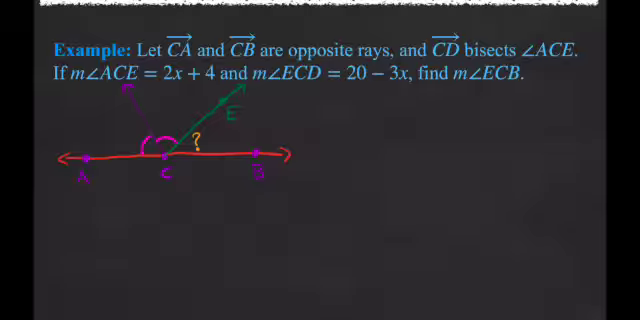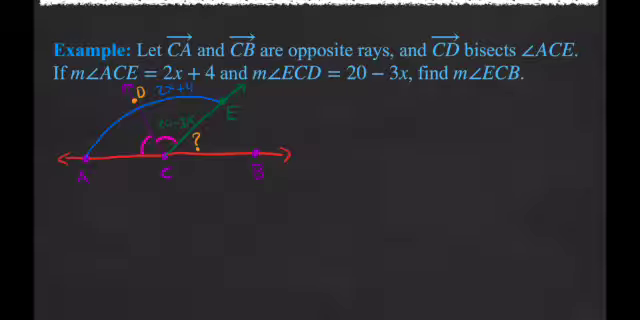Oh, we also need to label some stuff. ECD is right here. Let's put D there. ACE is this angle right here. This is the big angle, so that is 2x plus 4. We're just trying to visualize what's going on. ECD, that angle, is 20 minus 3x.